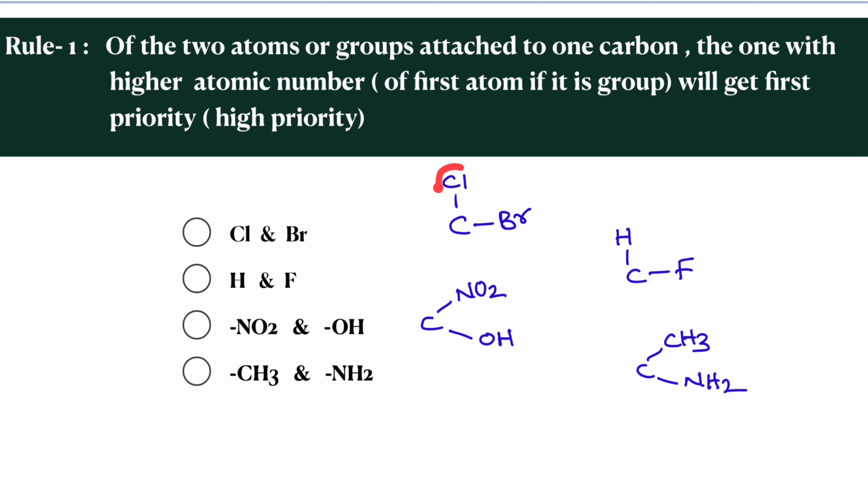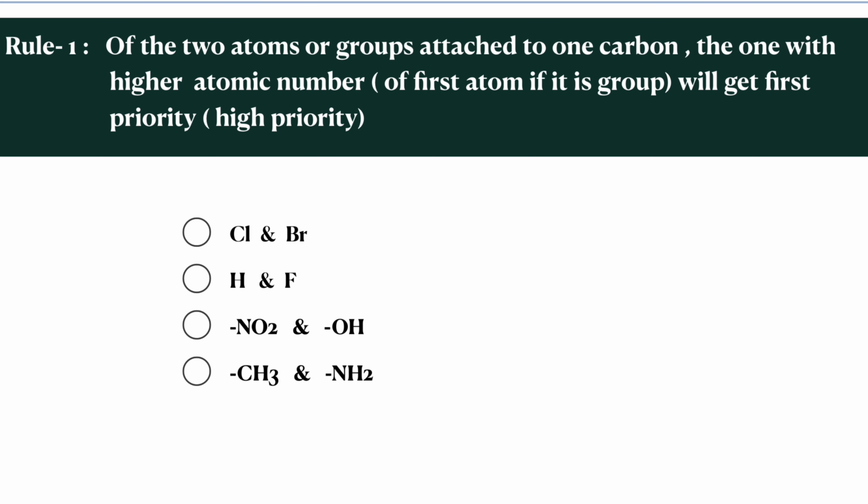Of the 2 atoms or groups attached to one carbon, the one with the higher atomic number will get first priority, that is high priority. In chlorine and bromine, which receives more priority, high priority, least number? Hydrogen and fluorine, NO2 and OH, CH3 and NH2. So this is the first rule. Completely we are depending on atomic number.